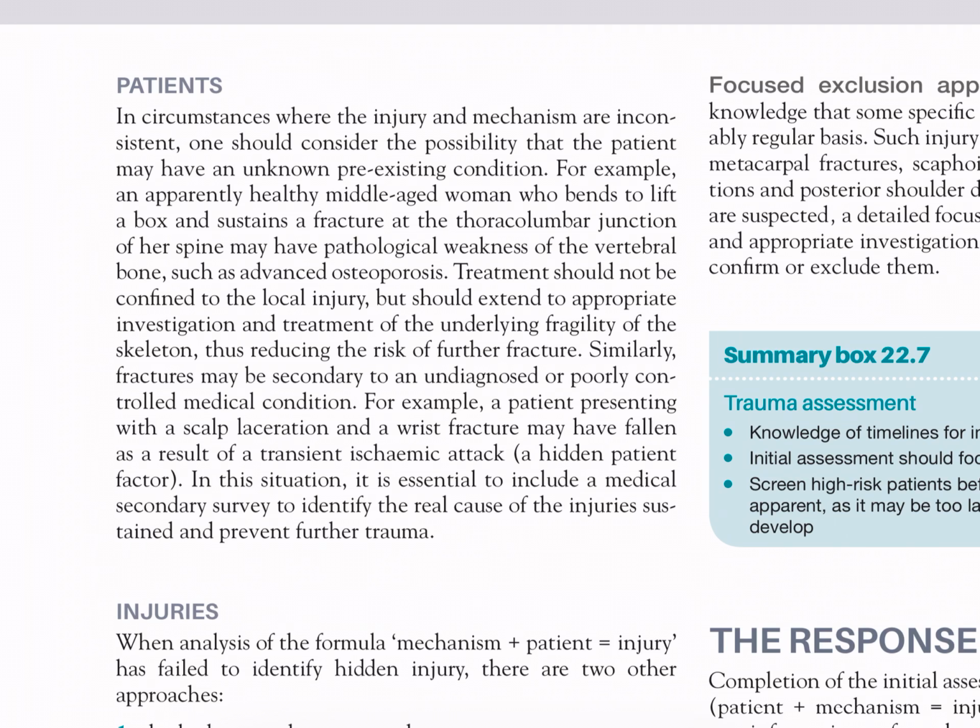Similarly, fractures may be secondary to an undiagnosed or poorly controlled medical condition. For example, a patient presenting with a scalp laceration and a wrist fracture may have fallen as a result of a transient ischemic attack, a hidden patient factor. In this situation, it is essential to include a medical secondary survey to identify the real cause of the injuries sustained and prevent further trauma.